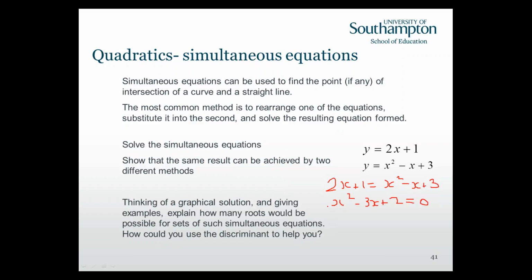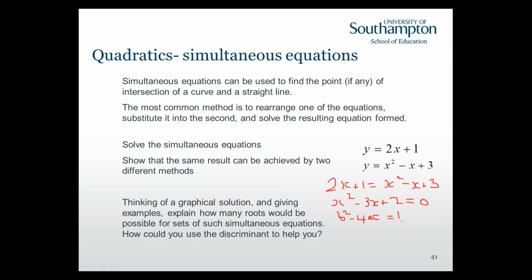I can then solve this as I would any other quadratic. Now, rather than bothering to do that, just to show you how many roots, we can use the discriminant on this. So b squared minus 4ac is going to be 9 take away 4 times 2, so it's going to be 1.